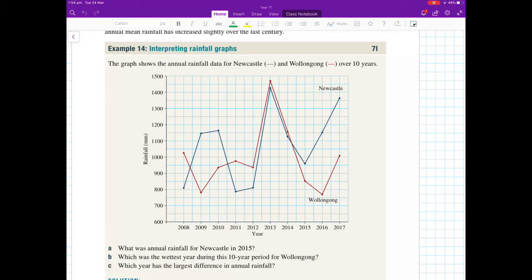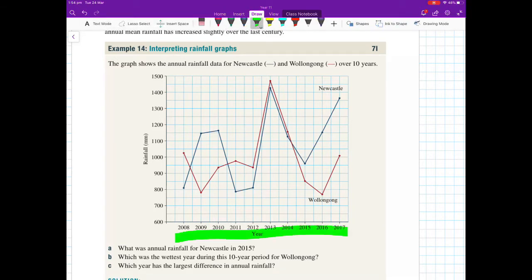Our first example here has the different rainfalls for two different areas. They are colour coded, so Newcastle's got the blue and Wollongong has the red over the 10 years. At the bottom you'll see all of your years sitting along there, and of course our rainfall in millimetres was up on the vertical axis. These questions are asking very, very basic stuff about all of that data.